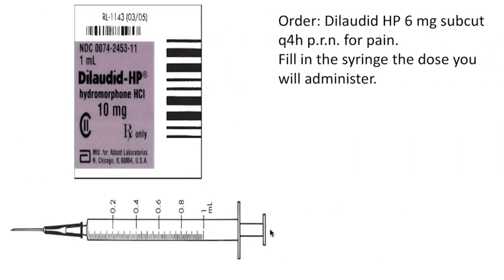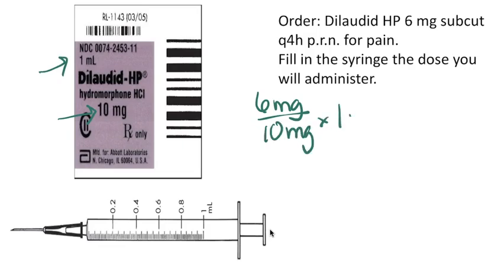This one is saying fill the syringe, the dose that you will administer. So again, I have to figure out my volume. So it's doctor's order divided by concentration. And here my doctor's order is 6 milligrams. And my concentration, I see 10 milligrams. I see 1 milliliter. So I'm going to write 10 milligrams times 1 milliliter. Okay, at your calculator, you do 6 divided by 10, and you get 0.6. 0.6 what? Milliliters.